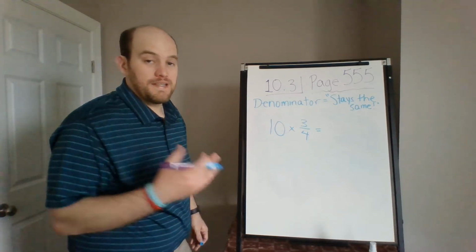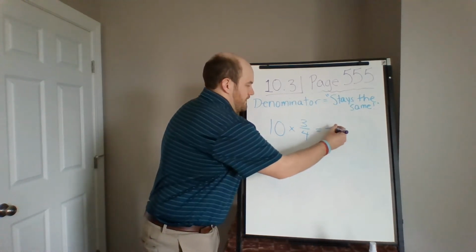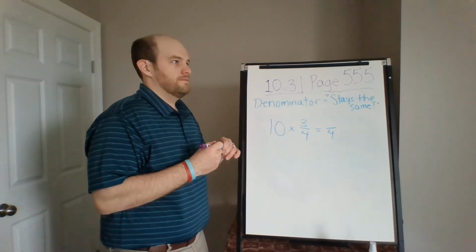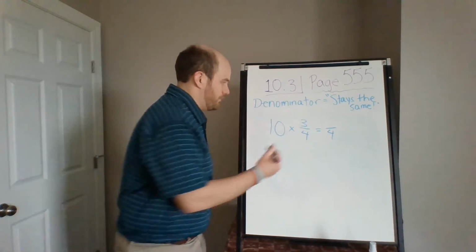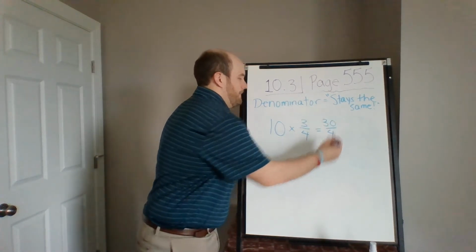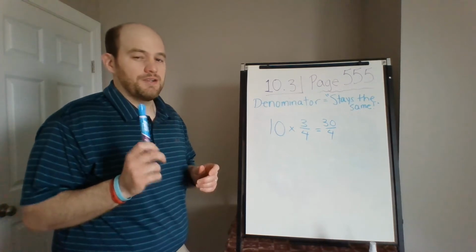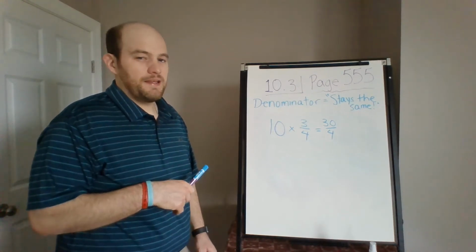How do I solve it? Well, my denominator never changes. That stays the same. And then what's 10 times 3? 10, 20, 30. All right. Now, how many times can 4 go into 30? Again, you got to know your four facts. They're not making it easy today.